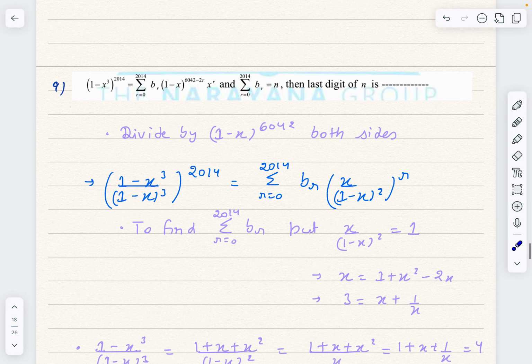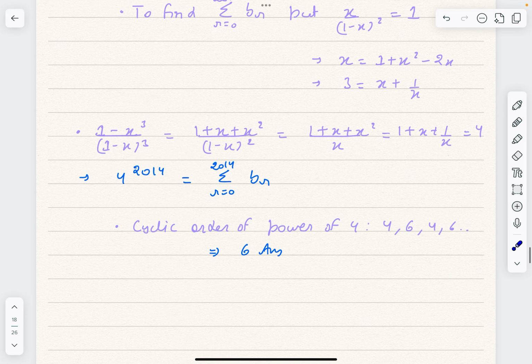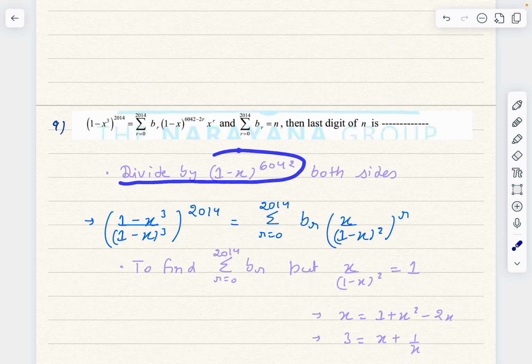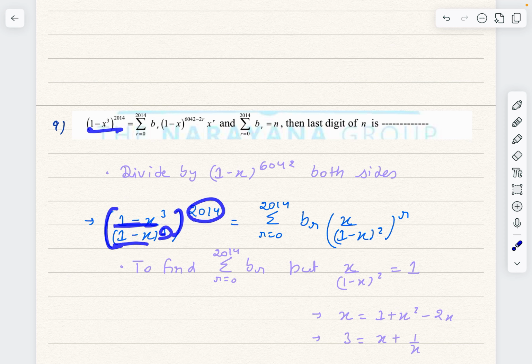Let us start the discussion, guys. The answer for this problem is 6, and let us see how. First of all, just divide both sides by 1 minus x power 6042. If you divide the left side by 1 minus x power 6042, it will become 1 minus x cube as it is, and this will become (1 minus x) whole cube whole power 2014. And on the right side, you get (1 minus x) power minus 2r, which you can write as br as it is, (x by (1 minus x) whole square) raised to power r.